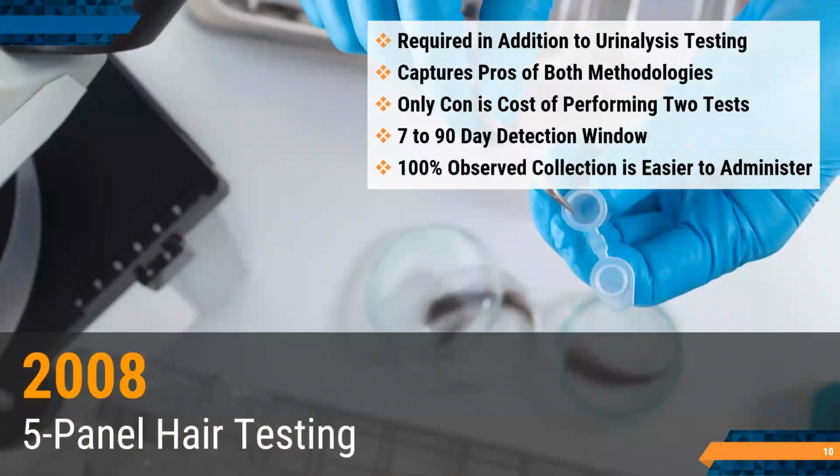Now, in 2008, hair testing started to be implemented for contractor companies going on site at facilities. Originally, this started downstream with refineries and petrochem sites, but very quickly moved upstream to exploration and production, initially going offshore in the Gulf of Mexico. Now, this 5-panel hair test was required in addition to urinalysis testing.